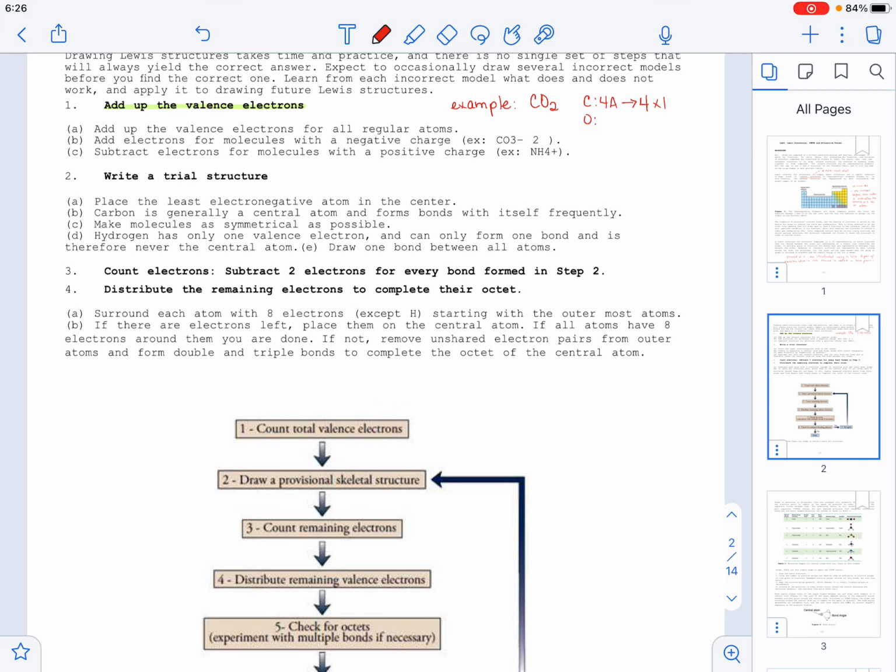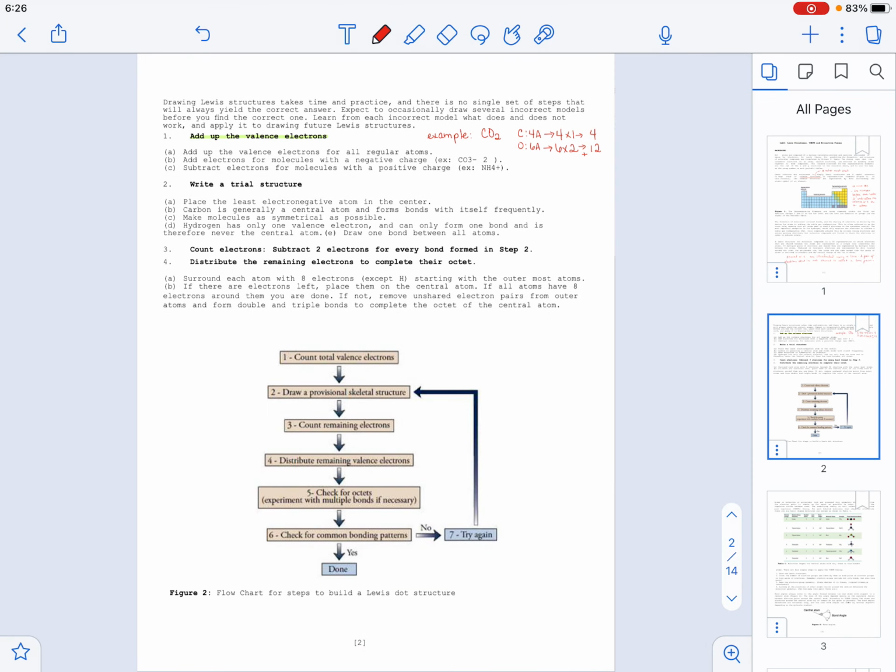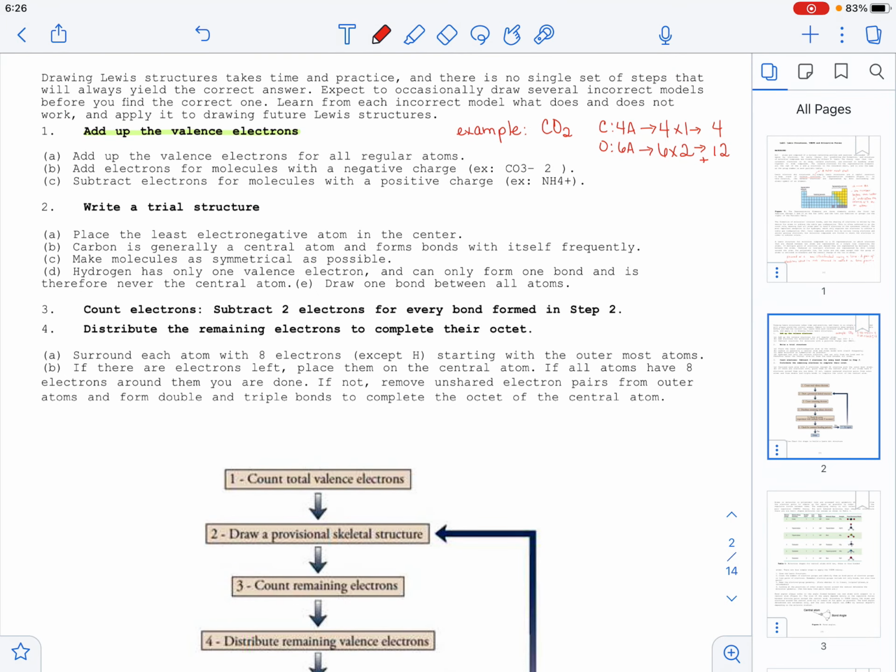Oxygen, on the other hand, lives in 6A. So that means that each oxygen is going to contribute 6 valence electrons, but in this chemical formula, I have 2 of them. So 4 times 1 is 4, 6 times 2 is 12, that I add. So what that means is that in this chemical formula, there are 16 valence electrons available for bonding.